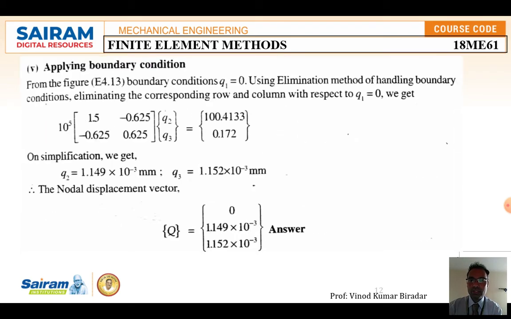And solve this equation, you are going to get the Q2 and Q3 values, that is the displacement at node 2 and displacement at node 3. So Q2 is 1.149 into 10 to the power of minus 3 mm, and Q3 is equal to 1.152 into 10 to the power of minus 3, okay. Q1 is equal to 0 because it is fixed, so the nodal displacements U1 U2 U3 or Q1 Q2 Q3 are the final answer for the displacement for the given stepped bar, okay.